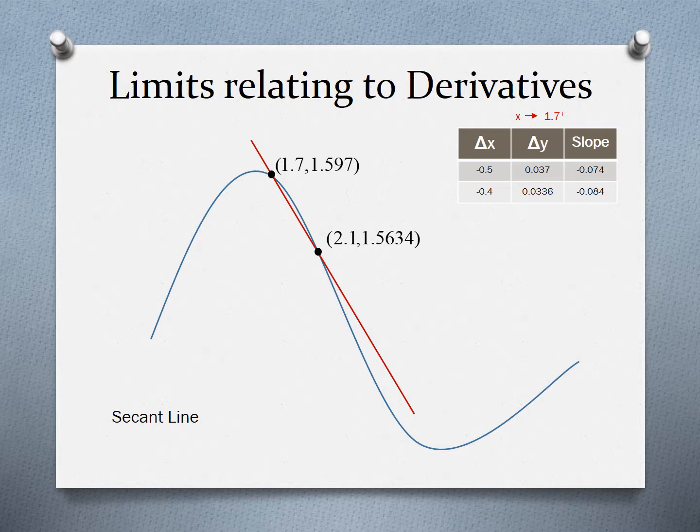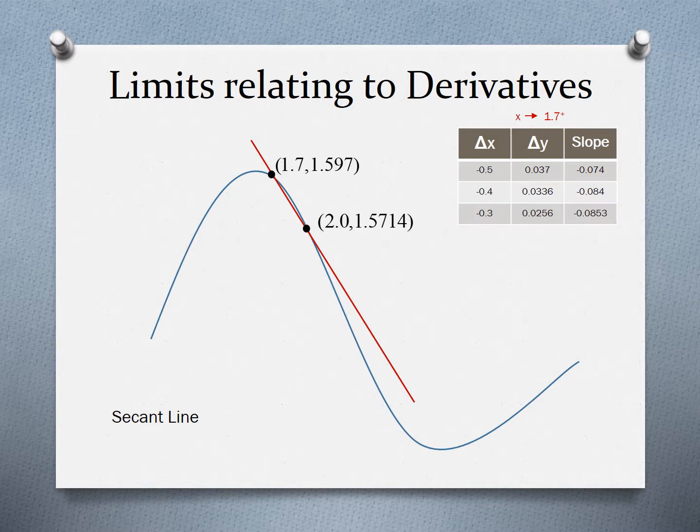Notice what's happening to the slopes. Notice what's happening to the steepness of the slope. Okay, and so I calculate again. I move closer. I still have a secant line. I'm still crossing this blue curve. My red line is crossing the blue curve in 2 places. And it's still a secant line because it's crossing the curve in exactly 2 points.